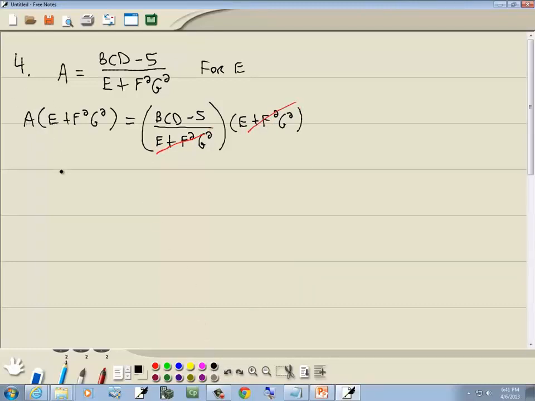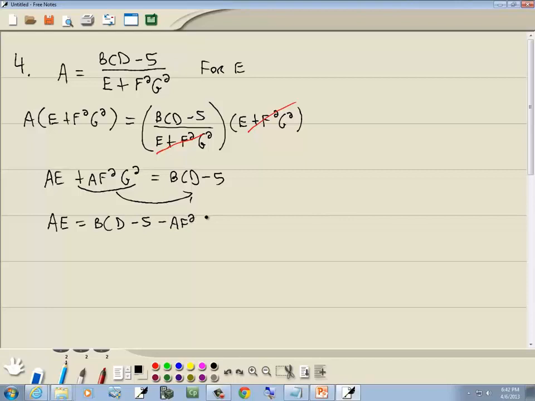Over here we got a times e is ae, and a times f squared g squared is a f squared g squared equals bcd minus 5. Step 3. Get everything with the variable you're solving for on one side, everything else on the other side. We're solving for e. So I'm going to take this a f squared g squared to the right side. So we've got ae is equal to bcd minus 5 minus a f squared g squared.